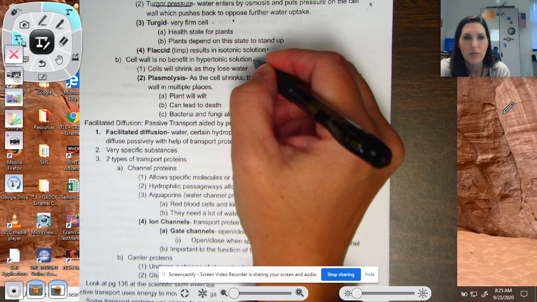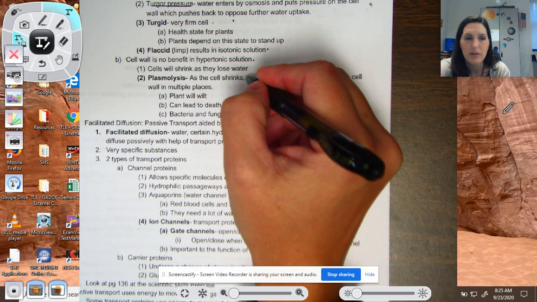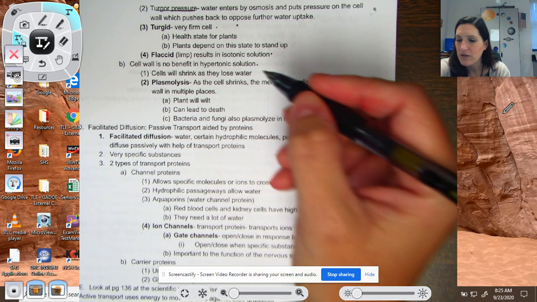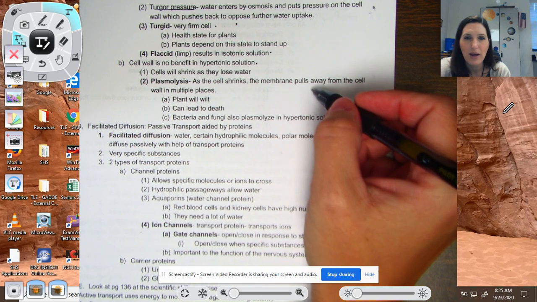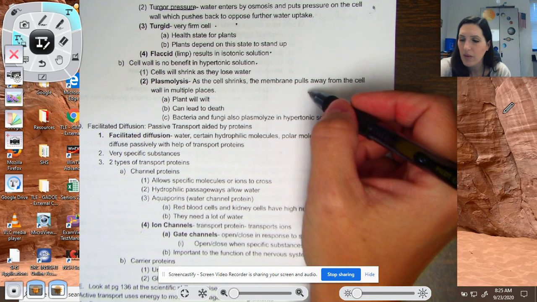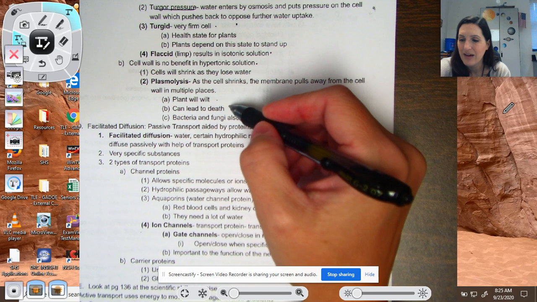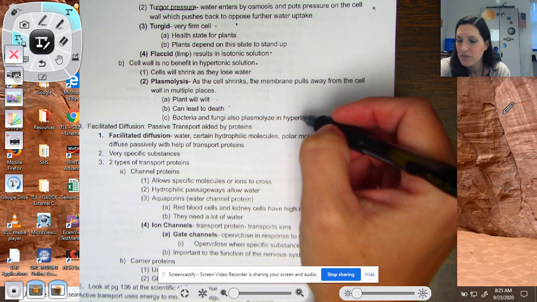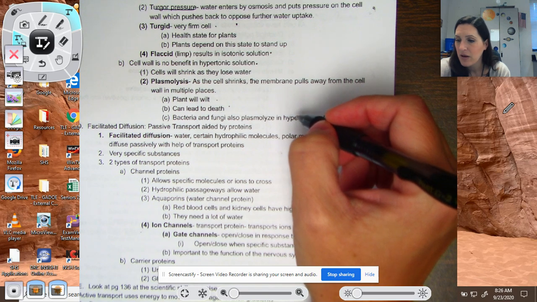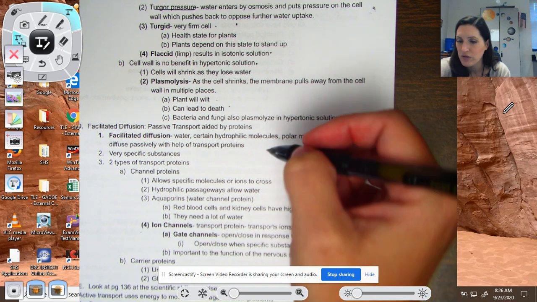It can't keep the water from leaving. The cell will shrink and can die. Plasmolysis, as a cell shrinks, the membrane pulls away from the cell wall. The plant will wilt, it can die, and bacteria and fungi also plasmolyze in hypertonic solutions.